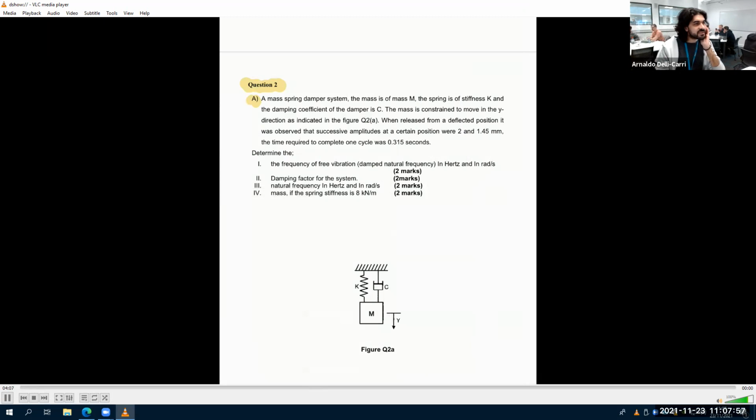So we have a mass spring damper system, mass M, stiffness K, damping coefficient C. The mass is constrained to move in a y direction as indicated in the figure. When released from a deflected position, it was observed that successive amplitudes at a certain position were 2 and 1.45 millimeters. The time required to complete one cycle is 0.315 seconds.